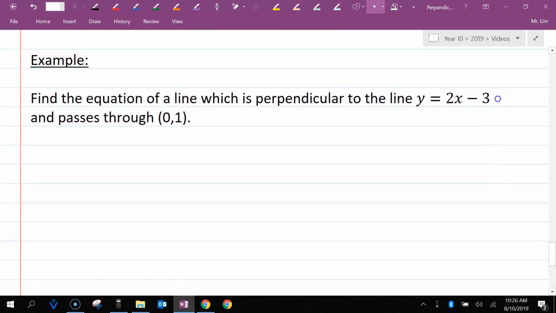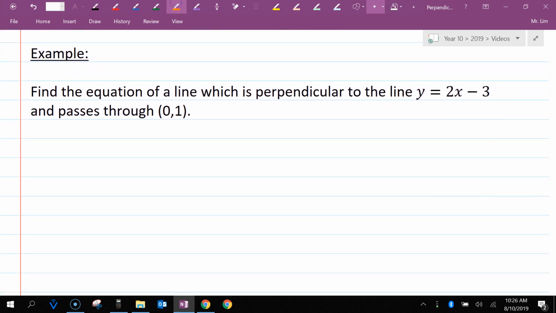Alright, let's have a look at an example. Find the equation of a line which is perpendicular to the line y equals 2x minus 3 and passes through (0, 1). So this is m1. We know that m1 is 2. Therefore, the perpendicular line has to have a gradient of minus 1 over 2. Because remember, we can write this as a fraction over 1, flip it, change the sign.